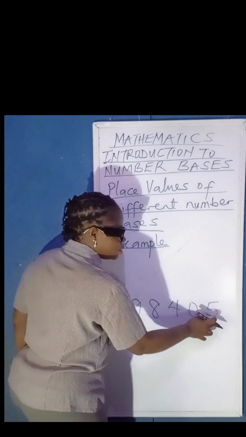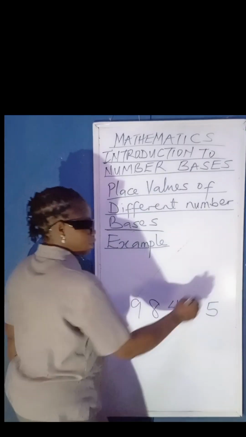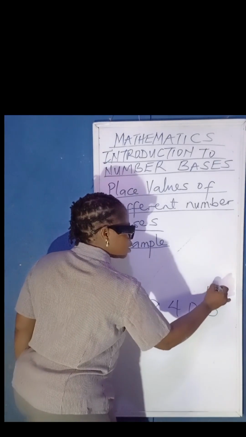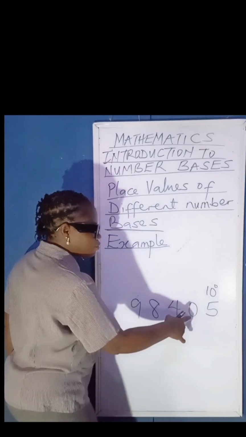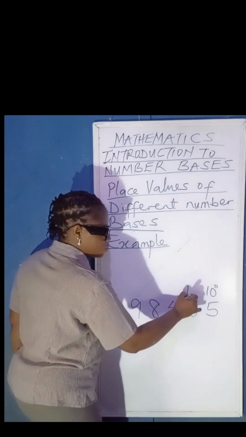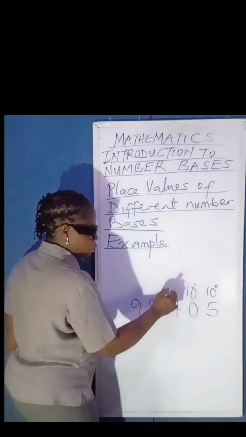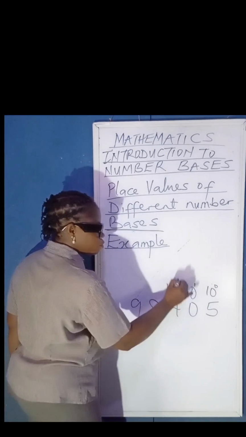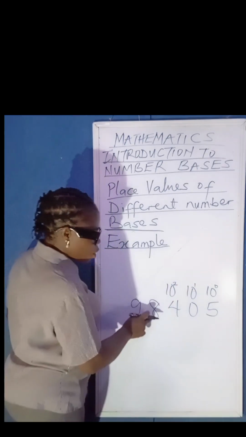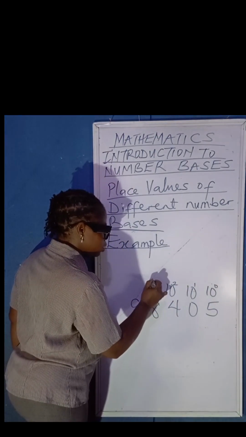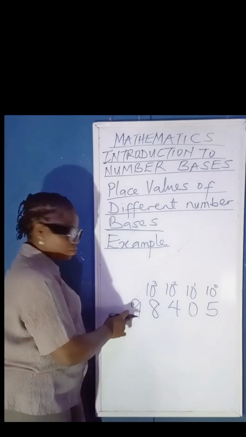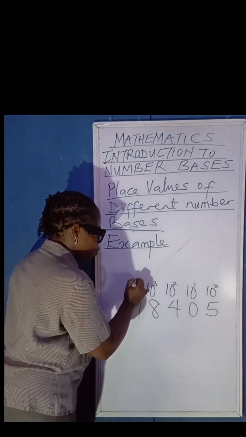The place value of this 5 is 10 raised to power 0. The place value of this 0 is 10 raised to power 1. The place value of this 4 is 10 raised to power 2. The place value of 8 is 10 raised to power 3. The place value of 9 is 10 raised to power 4.